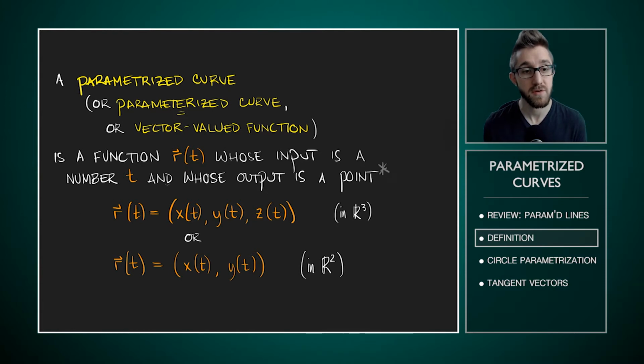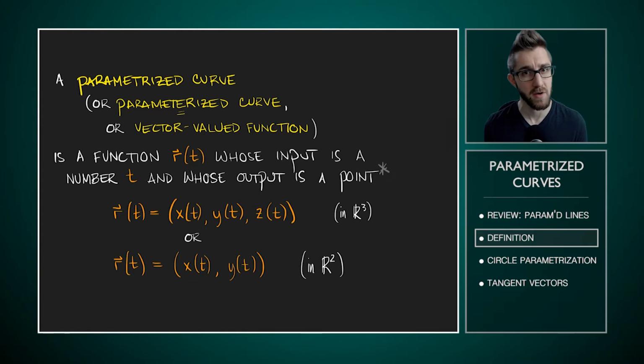They all refer to a function, which we usually write as r of t, whose input is just a number, a single variable t, and whose output is a point. So it's a location, either in R3 or in R2, that depends on a variable t. And as such, sometimes we'll refer to these functions x of t, y of t, and z of t, because if the location depends on t, then its x, y, and z coordinates also depend on t.